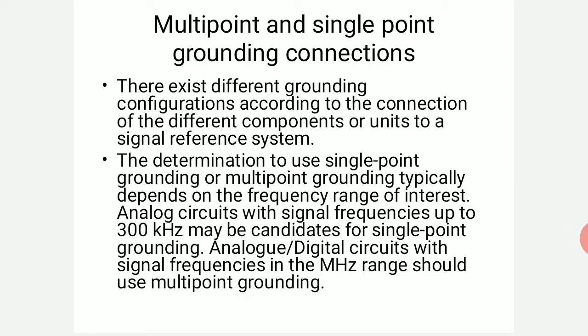The determination to use single-point grounding or multi-point grounding depends on the actual frequency range of interest. With analog circuits that have signal frequencies up to 300 kHz, we can use single point grounding configuration, and for analog or digital circuits with signal frequencies in the megahertz range, that is higher frequency operating range, we should be using multi-point grounding systems.